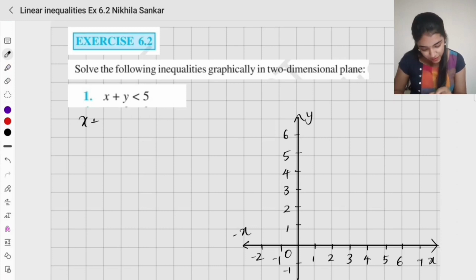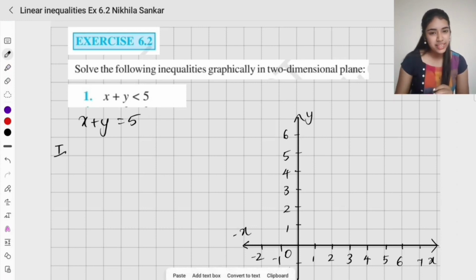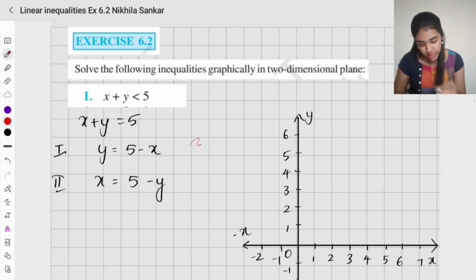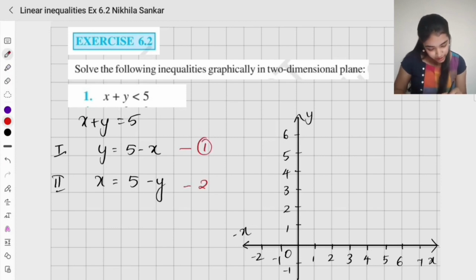So what is the equation? X plus y equals 5. Now the next step is you have to write x in terms of y and y in terms of x. So how are we going to write that? Y equals 5 minus x. Second, x is equal to 5 minus y. So this is my equation 1 and this is my equation 2.